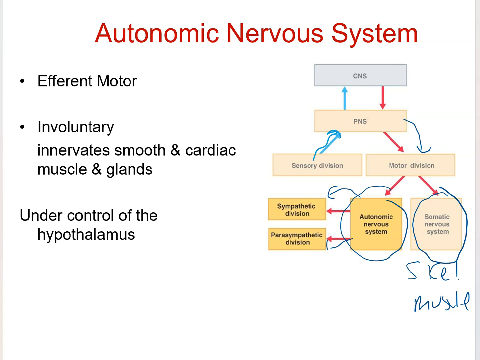So we know that the ANS is always efferent. It's only motor, and it's involuntary. So the structures that are innervated, the effectors, are going to be smooth muscle, cardiac muscle, and glands. And we also know that the headquarters of the ANS is going to be the hypothalamus.